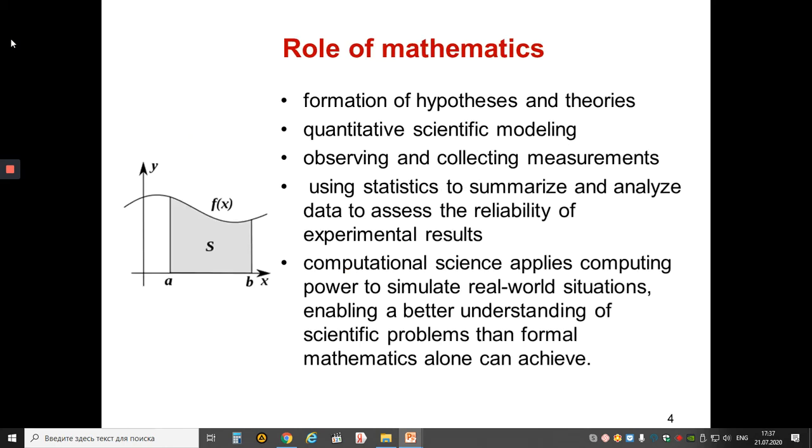The role of mathematics is crucial for science. It is essential in the formation of hypotheses and theories. It is used in quantitative scientific modeling, which can generate new hypotheses and predictions to be tested. It is used in observing and collecting measurements. Statistics, a branch of mathematics, is used to summarize and analyze data, which allows scientists to assess the reliability of their experimental results. Computational science applies computing power to simulate real-world situations, enabling a better understanding of scientific problems than formal mathematics alone can achieve.